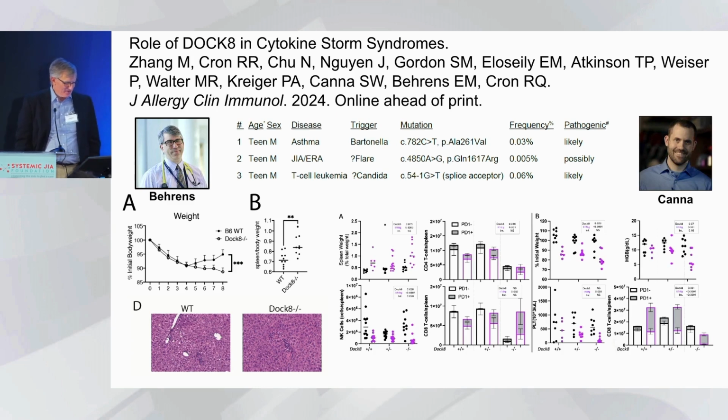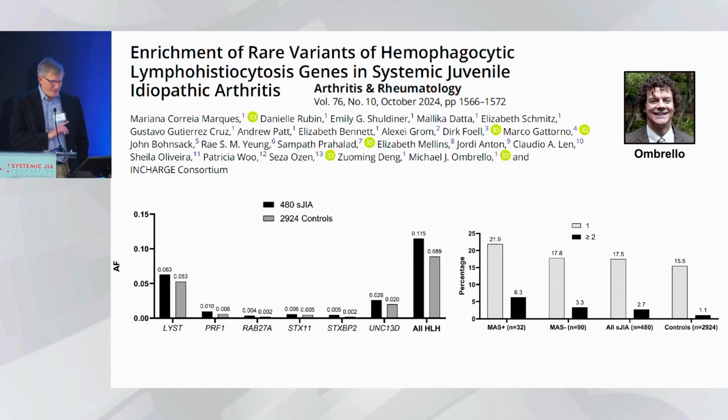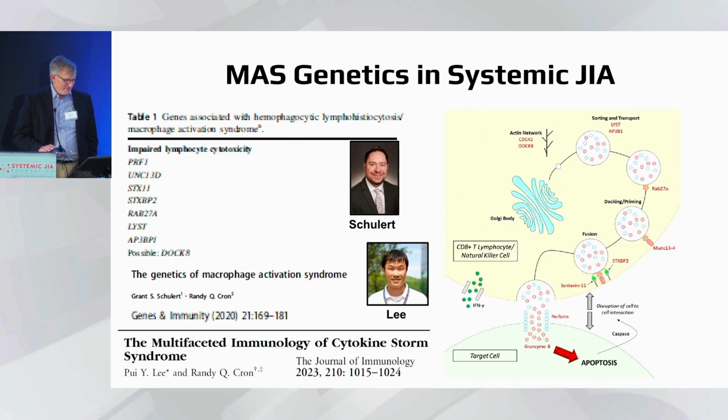And the mice where you deplete that get a cytokine storm-like syndrome, not as severe, but similar in some ways to the perforin knockout mice, for example. So I'm not going to talk about this because this is Mariana's work, but I'm looking forward to it. So on the left there are the HLH genes, and we've included DOCK8 there as a possibility, and on the right is basically this pathway.